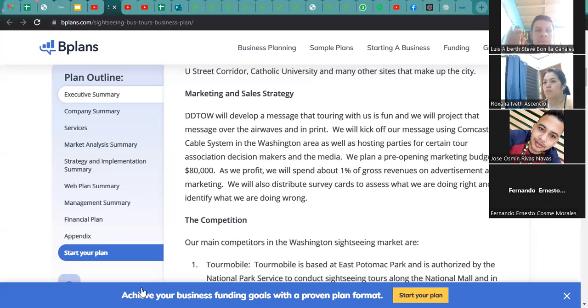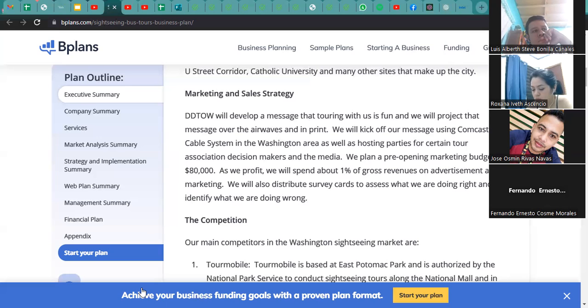So it says that we'll develop. So this is a plan. With those words, we know that they maybe are not in business yet. So they are planning to do that. So we'll develop a message that touring with us is fun. So that's going to be the strategy. Of course, this is a touring company. It has to be fun, right? You need to be enjoying that. And we will project that message over the airwaves and in print. So airwaves are going to be like marketing strategies, and print, so they are going to print some flyers or anything like that.